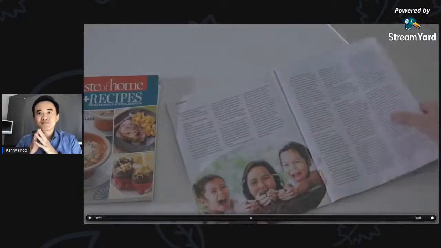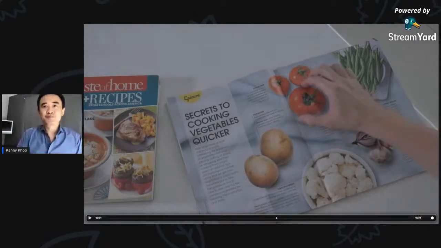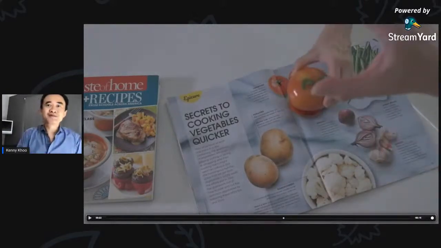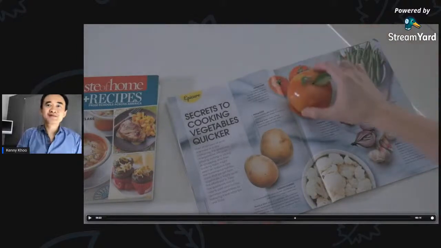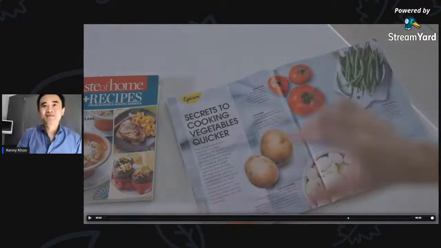Again, the same technique: page flip, pose, point, pose, and pick it up. And then my lovely wife put the tomato in, and I grab it 3 times.